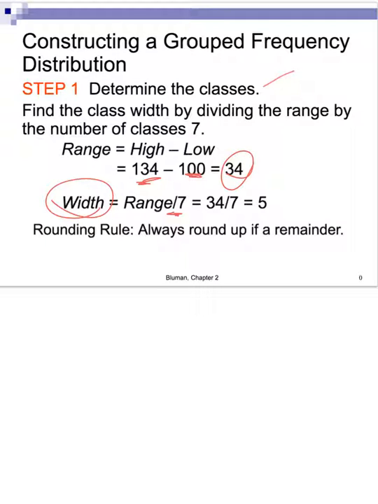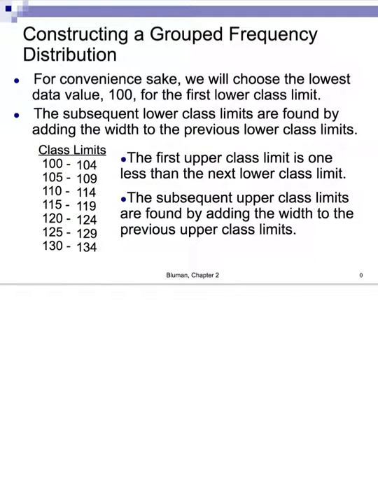So I'm just going to take the 34 divided by the 7, and I get an answer of, let's see, it's not going to be exactly 5, but we get 4.857. This is really, really important, guys. We're always going to round up. So even if I got 4.1, I'm still going to round that up. All right, so now, like I said, our class width is 5.